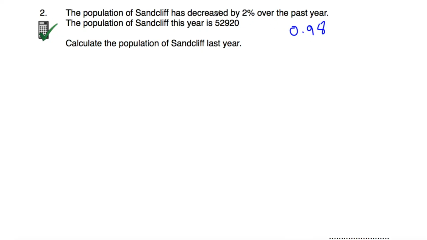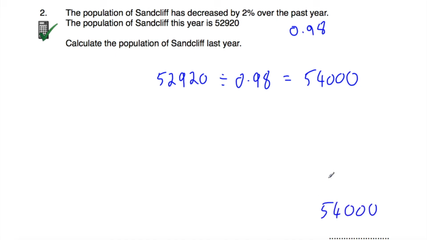Now, if we want to go backwards, we're going to take what the population is now, the 52,920, and we're going to divide that by what multiplier would have been used, which is 0.98. And if we do 52,920 divided by 0.98, that's equal to 54,000. So the population of Sandcliffe last year would have been 54,000, and that's it. And you can check your answer. If you take the 54,000 and multiply by 0.98, you'll get 52,920.